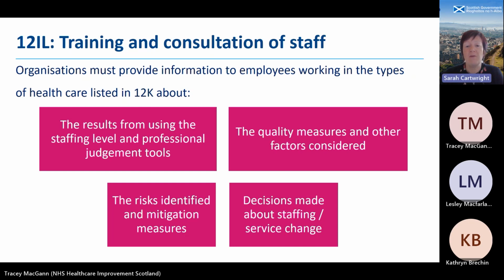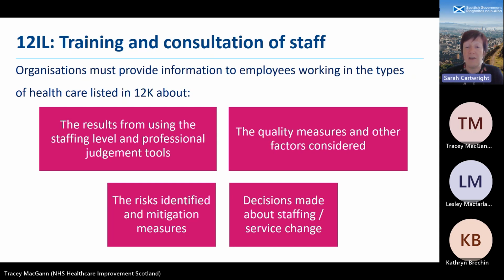They should also be given information about the quality measures that were used and all those other factors that Catherine listed in the couple of slides, and how those factors were taken into account when using the common staffing method. Staff should also be given information about the risks that were identified as part of using the common staffing method and what mitigation measures have been or will be put in place to mitigate those risks. And then finally, staff should be given information about decisions made as a result of using the common staffing method.